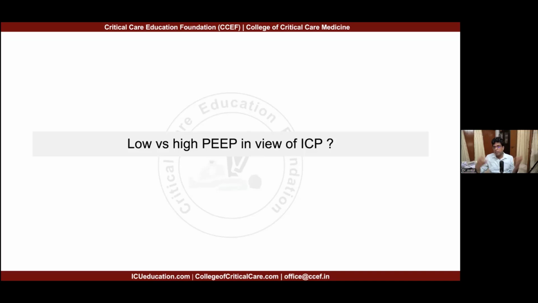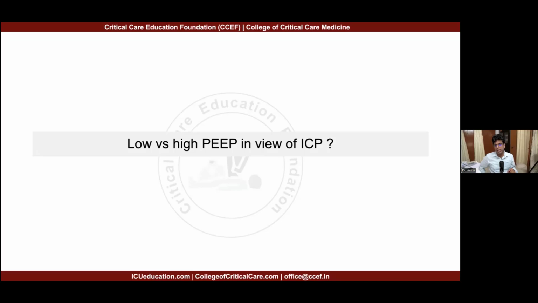Low versus high PEEP in view of ICP. Why am I bringing this up? Suppose you have a head trauma patient who also has a lung contusion, or a trauma ARDS, and also the patient has head injury. You need to maintain oxygenation, so you need to provide high PEEP. But with high PEEP there is a raised intrathoracic pressure, and because of that the venous drainage from the brain is lowered and there is a raised ICP. You cannot drain the blood. So should we not give PEEP to this patient? What they argued is that if we are not oxygenating the patient, it is further damaging the brain. So you should not be concerned about it. You can keep high PEEP.